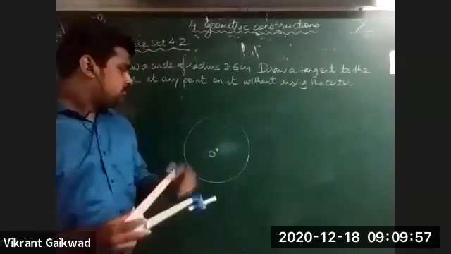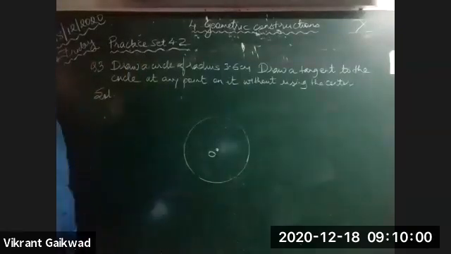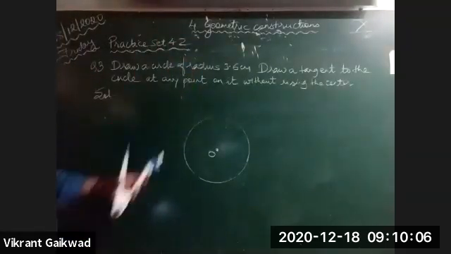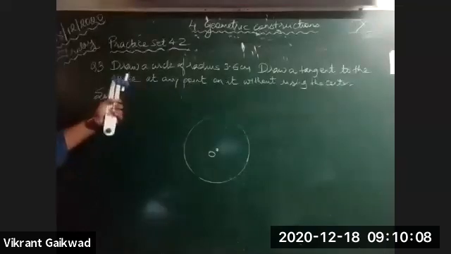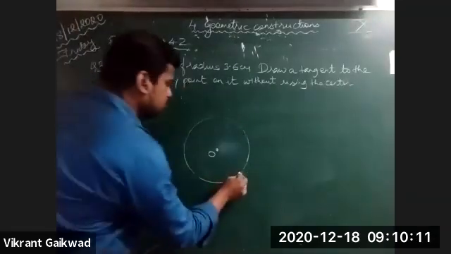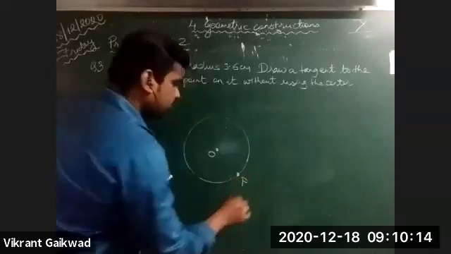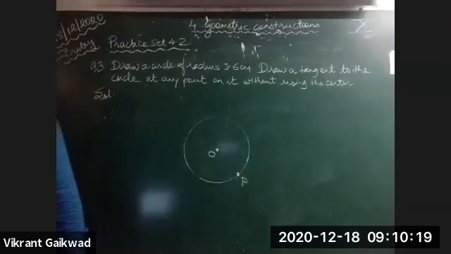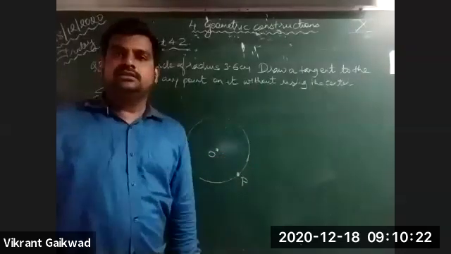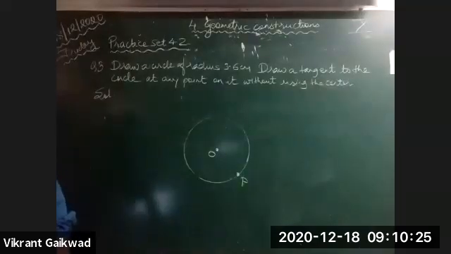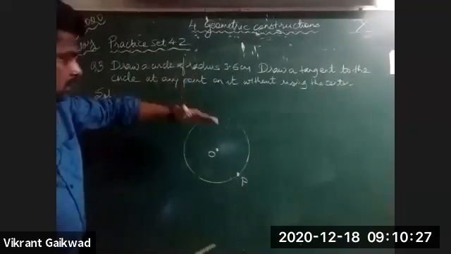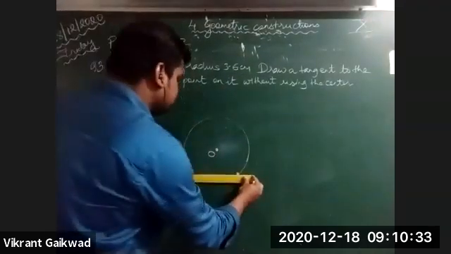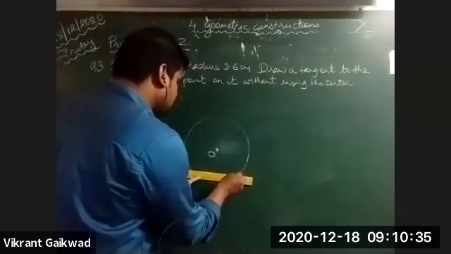Okay, so I have drawn the circle, radius is 3.6. Now what you have to do is, you have to draw the tangent to the circle at any point on it. So I'm going to mark any point P on it, and from this point P, I'm going to draw the tangent. First, I'm going to divide this circle into 2 parts with the help of a segment. So I'm going to draw a segment, which is the chord.